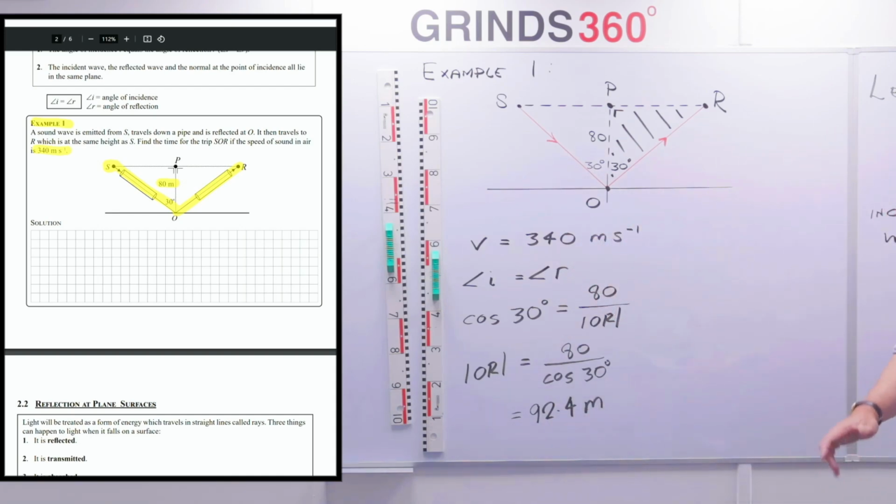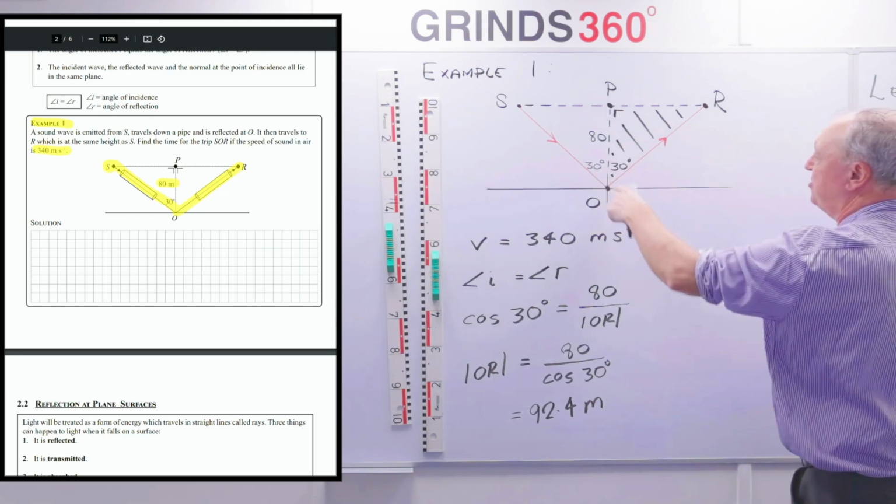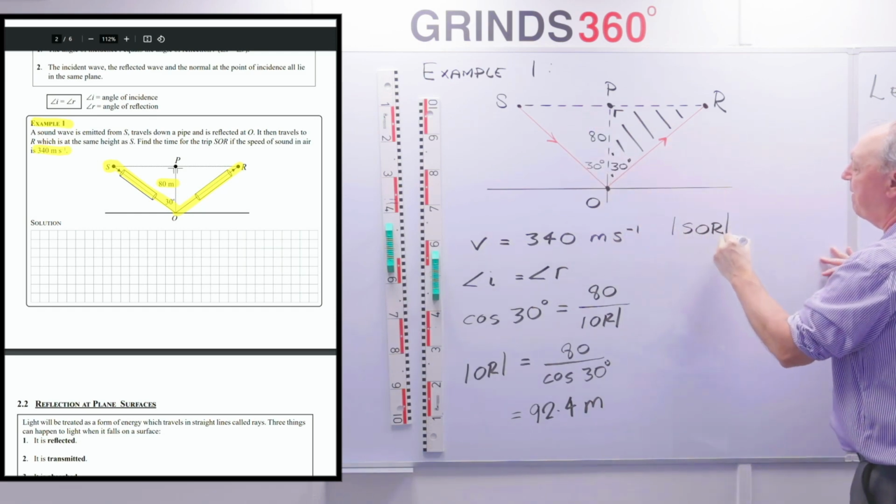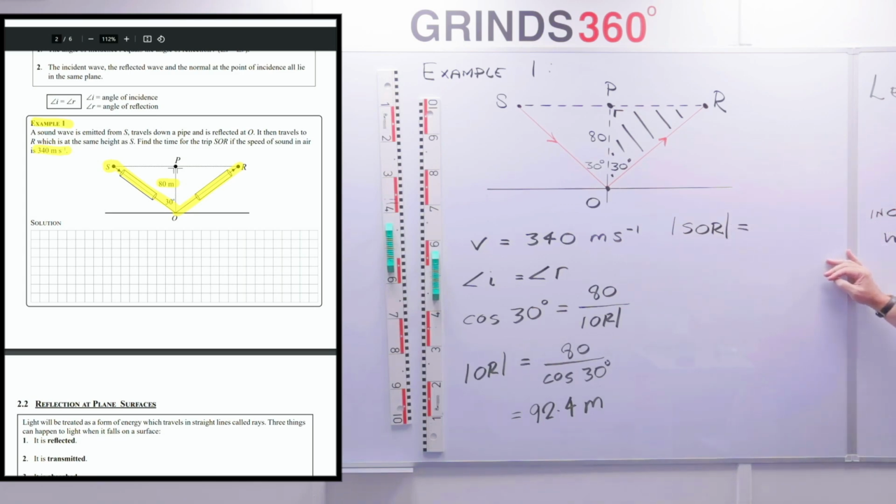Well, what's the distance of the entire journey from S to O to OR? That distance SOR will be twice OR. So multiply the answer in your calculator by 2. To one decimal place, I get 184.8 meters.